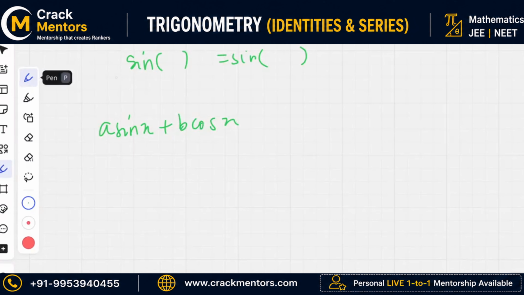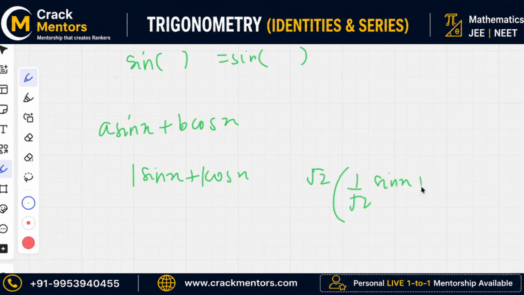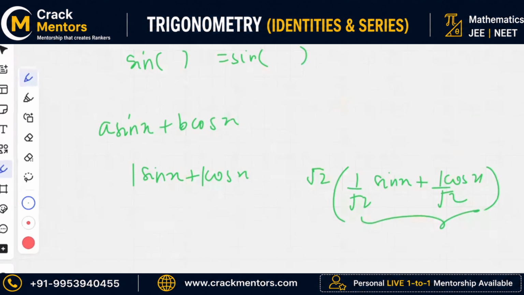For example, if you have to simplify sine x plus cos x, so you know how to simplify this, right? This is coefficient 1, coefficient 1. So multiply by root 2 and divide by root 2, right? You know this. Now write this in terms of sine a plus b cos a, plus b sine a minus b cos a minus b, like that.